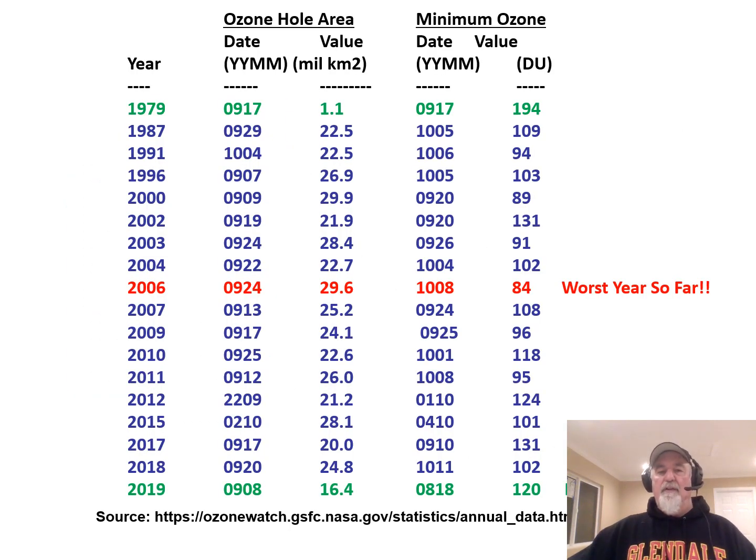I put in red here, 2006. Maybe that's an exam question for my classes. When did the situation with the Antarctic ozone hole reach its worst case scenario so far? Of course, that would be 2006.